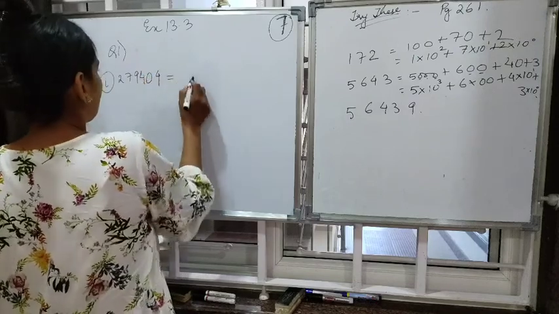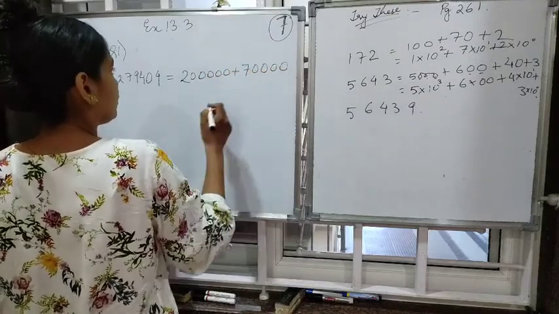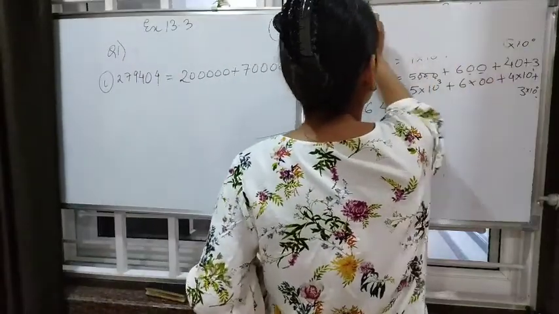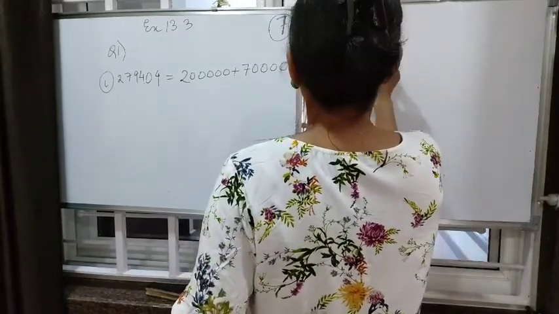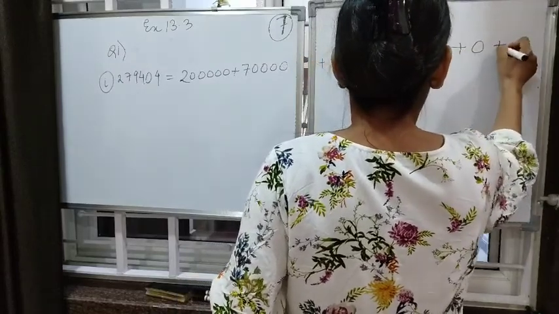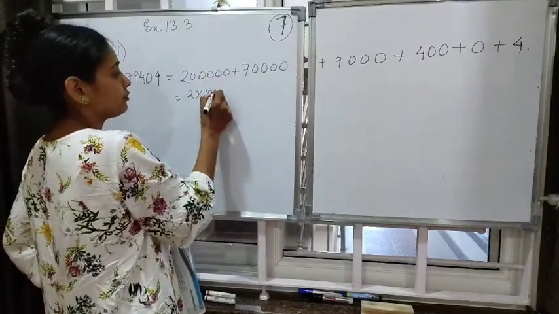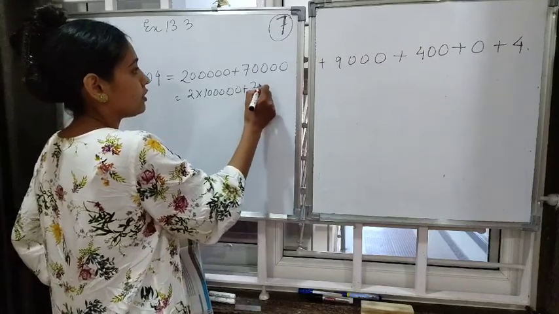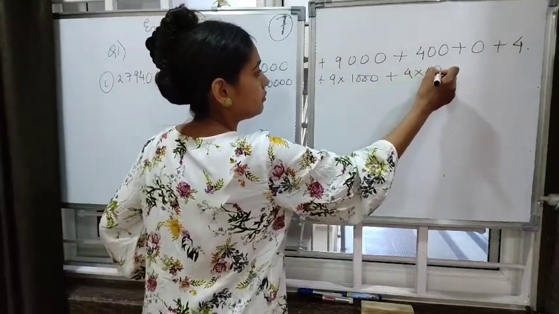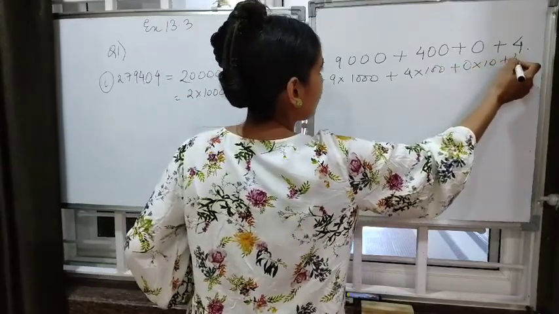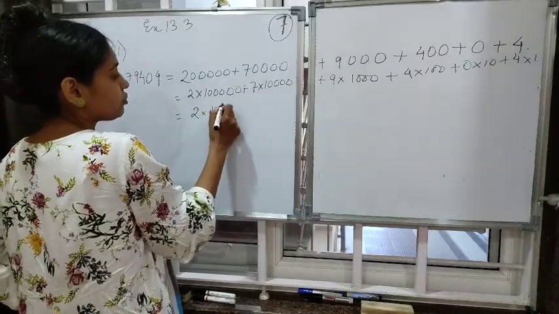279404. So, this can be written as 2 into 1, 2, 3, 4, 5, 7 into 10,000, 0 in tens place, 4 in ones place. How many zeros? 1, 2, 3, 4, 5. So 10 raised to 5.